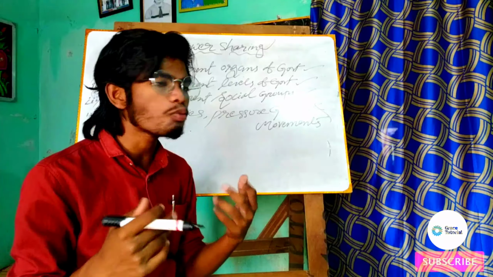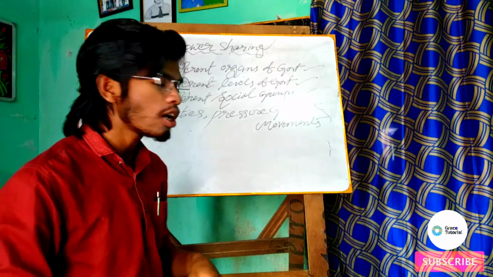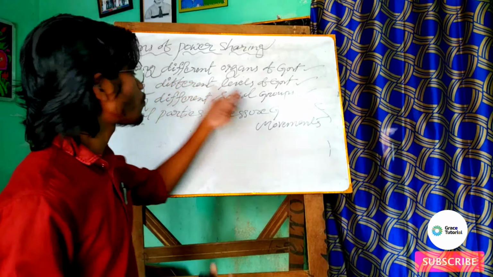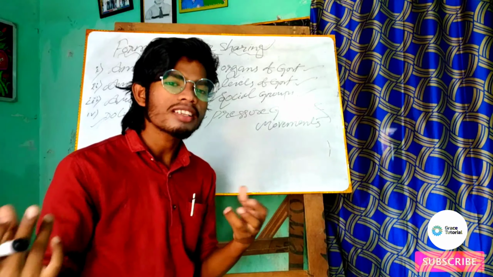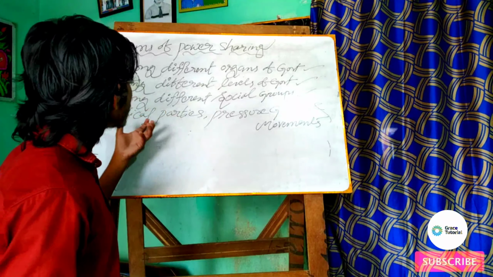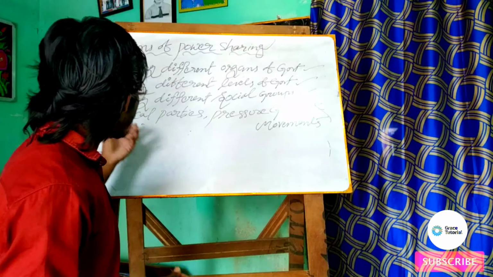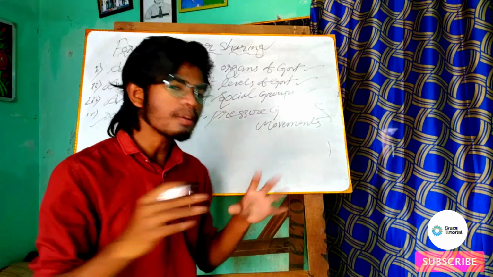Let me give you a glance one more time. Power can be shared among the different organs of the government: the legislature, executive, and judiciary. The power also can be shared among the different levels of the government: central government, state government, as well as the rural local self-government. The power also can be shared among the different social groups like linguistic and regional communities, and it also can be shared in the way of political parties, pressure groups, and movements.